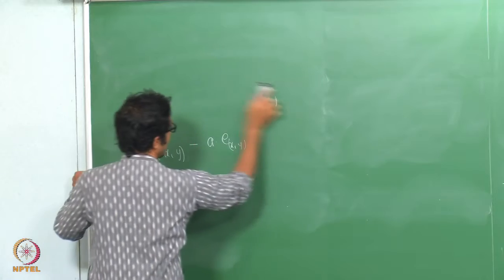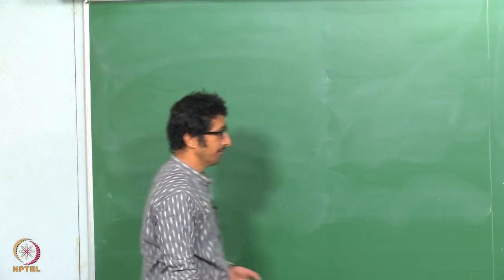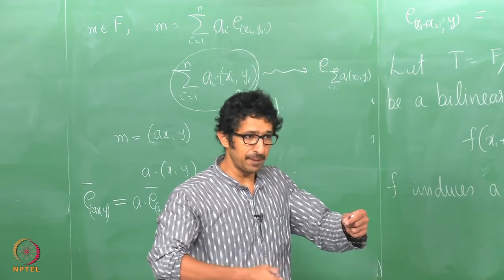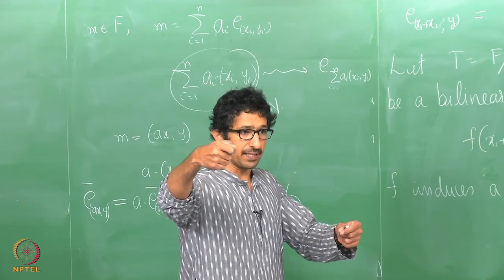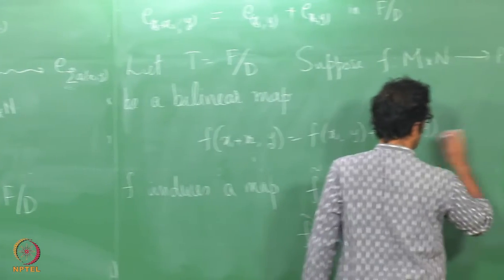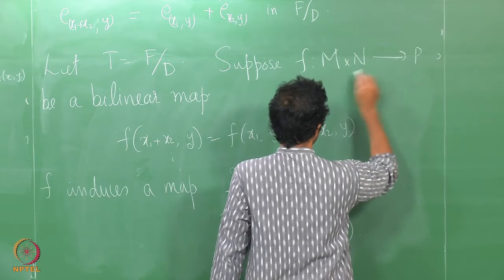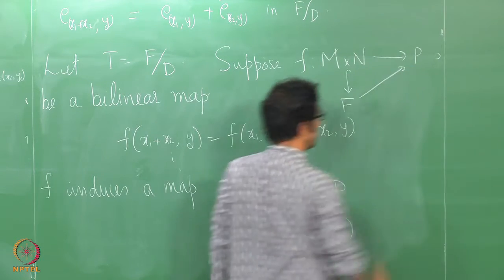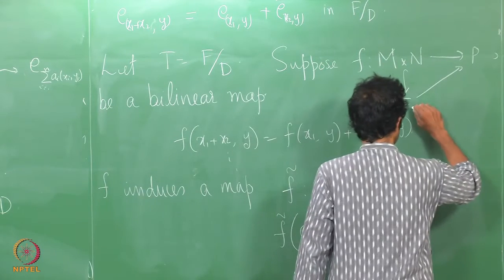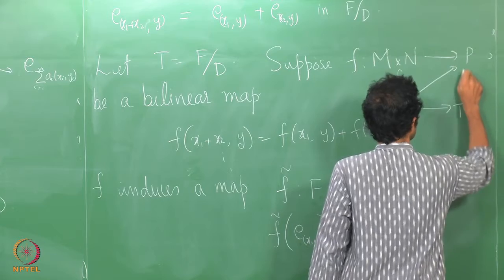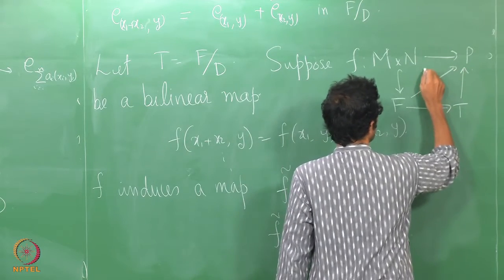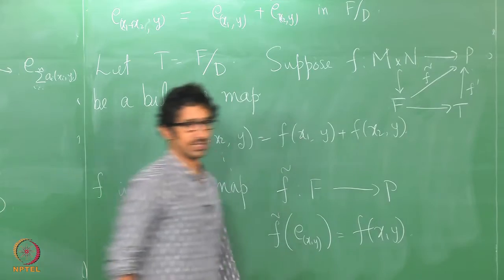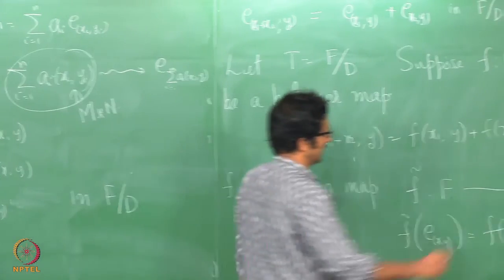Now, our aim is to say that every bilinear map factors through the tensor product, or in other words, I can extend it to a map from M tensor N to P. So I have this map from M cross N to P. Now I have a natural inclusion here to F, and I have a map from F to P. I am looking for something from T to P. This is F tilde, and I am looking for some F prime, which again comes from F. See, T is a quotient of F.